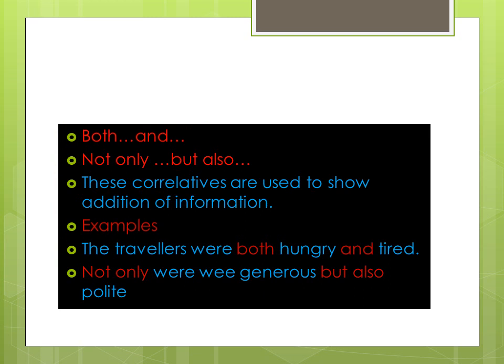Both and, not only but also. These correlatives are used to show addition of information. The two of them, both and, not only but also, are used to show addition of information. Examples: the travelers were both hungry and tired. Not only were we generous, but also polite.